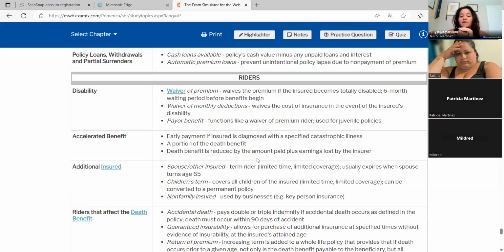Payor benefit functions like a waiver of premium rider, and is used for the juvenile policies, so like to protect the kids' policies. Accelerated benefit is early payment if the insured is diagnosed with a specified catastrophic illness. A portion of the death benefit is paid, and the death benefit is reduced by the amount paid plus earnings lost.